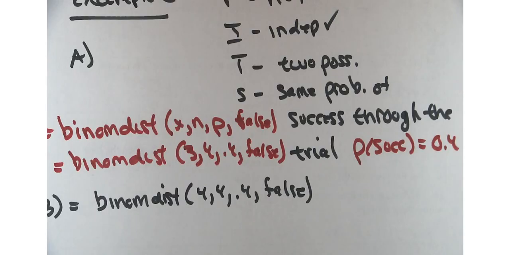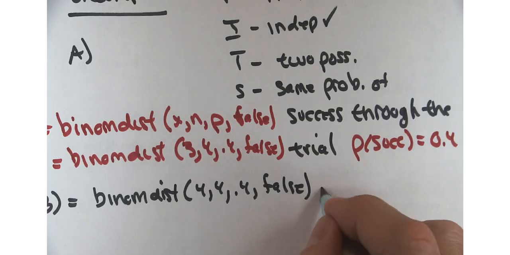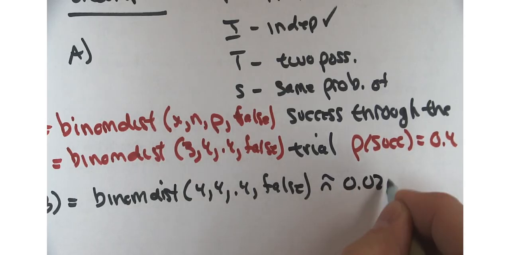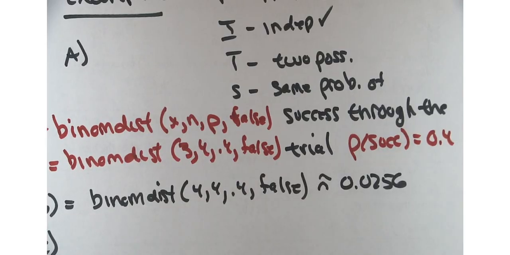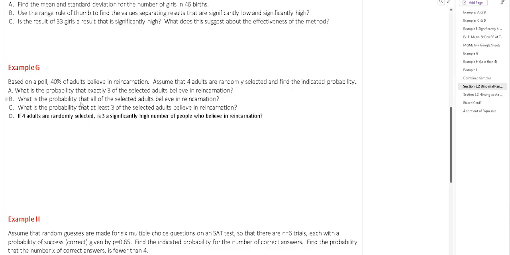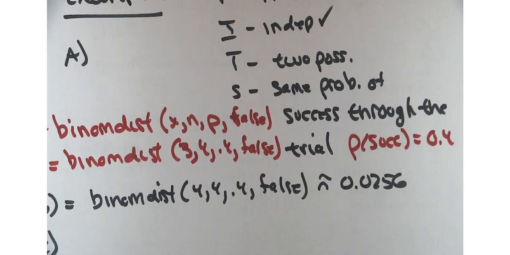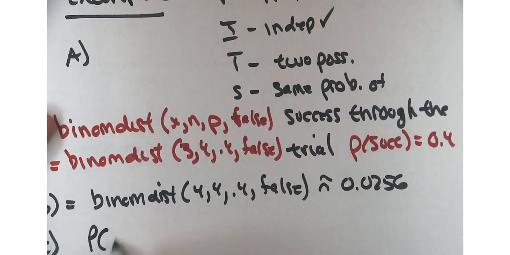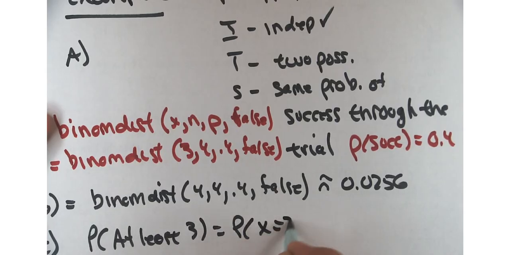Let's move on to part C here. So let's see, the probability was about 0.0256. Part C changes things up a little bit. It asks you for the probability that at least 3 of the selected adults believe in reincarnation. So what does at least 3 mean to you? What does that correspond to in terms of a phrase? Yeah, probability of at least 3 is probably that x equals 3 or x equals 4.